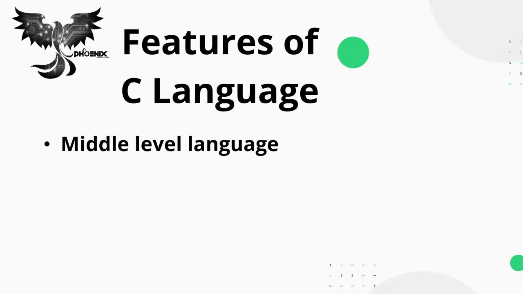Features of C language. It is a middle level programming language. There are types of programming languages categorized on the level: high level, middle level and low level. High level languages reduce the effort by the user. There are so many inbuilt functions already defined by the creator and you just use them, so there is no need to code everything. It is very effortless, the code will be short, so the effort is reduced.